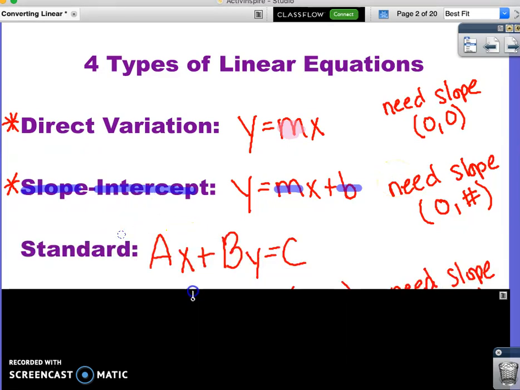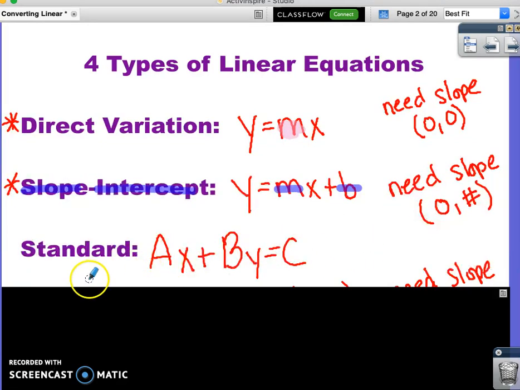Okay, the next one was your standard form, ax plus by equals c. We actually can't write that given information, but we can change it to that.